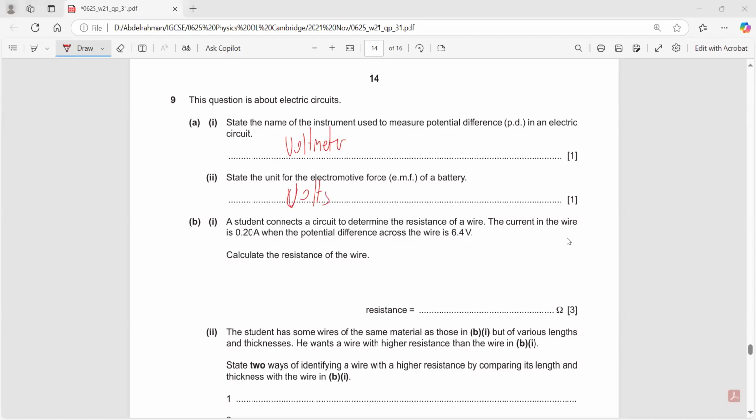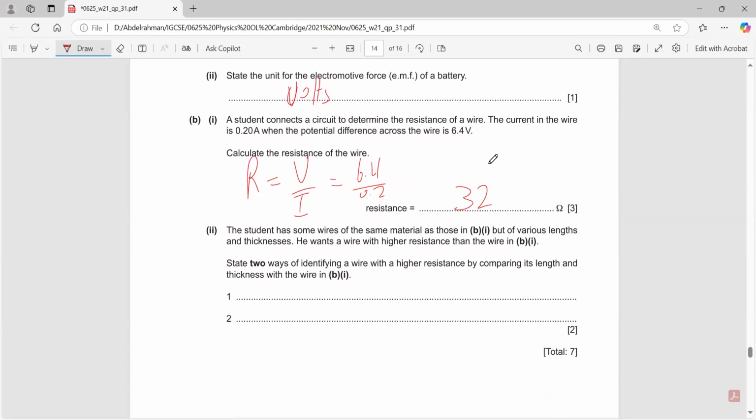Can I find the resistance? Yes, I can find the resistance. R equals V over I. 6.4 over 0.2, which is 32, I guess. 32 ohms.